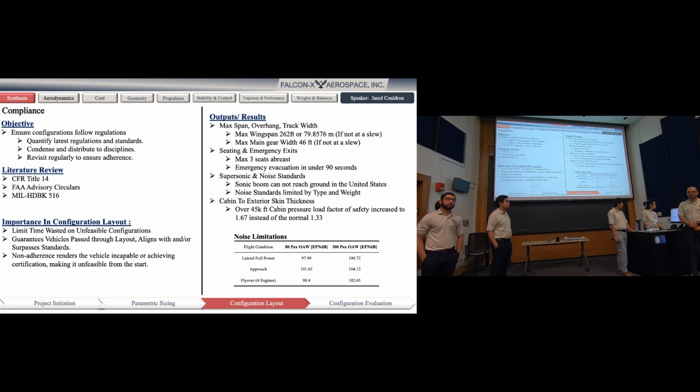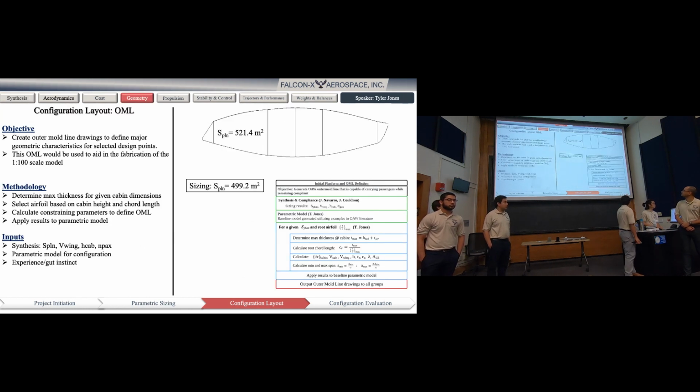In the layout, compliance is revisited. We look at more possible mistakes that could be made laying things out. These are more focused on OML, the max span, seating and emergency exits for the cabin, the supersonic requirements, and the noise limitations. Next.